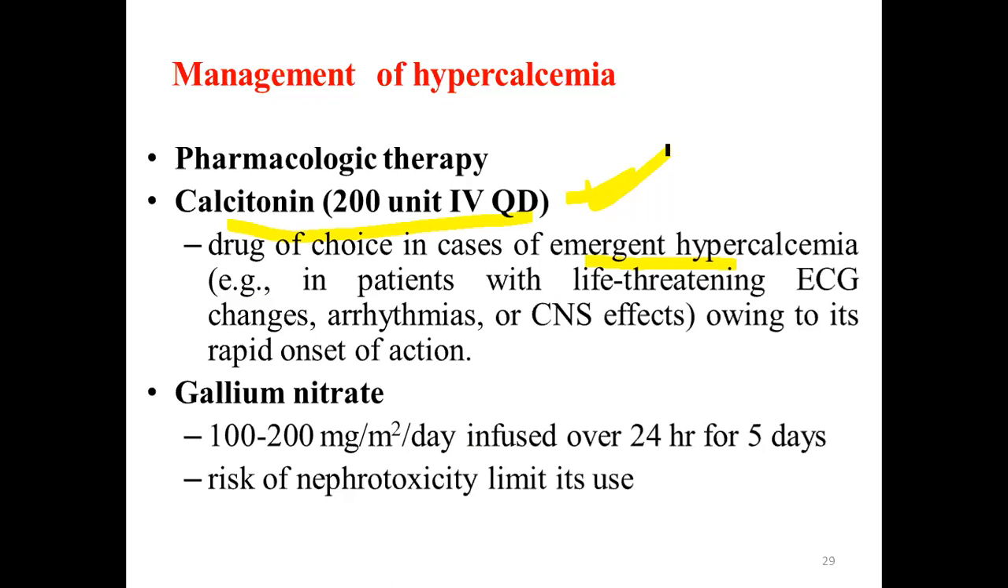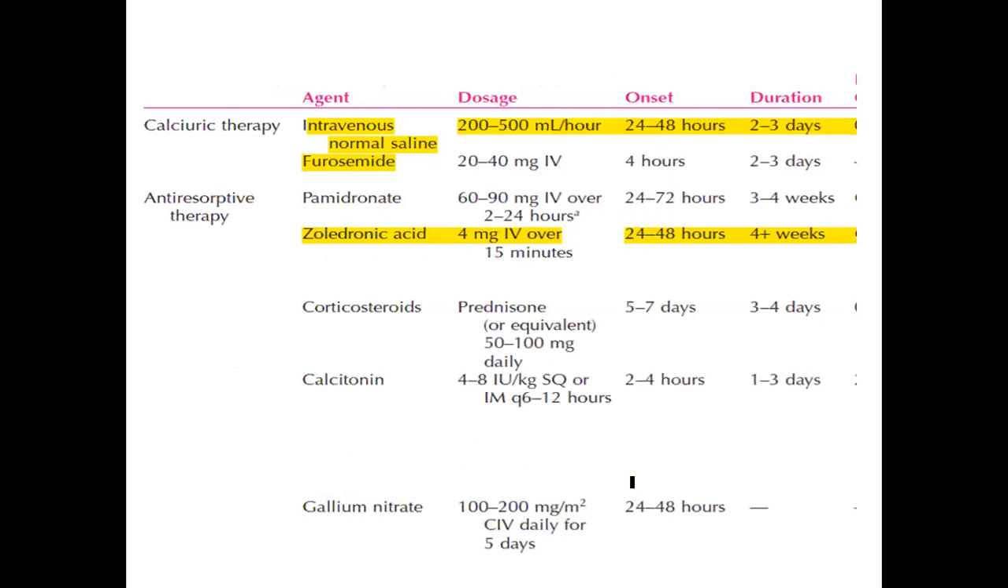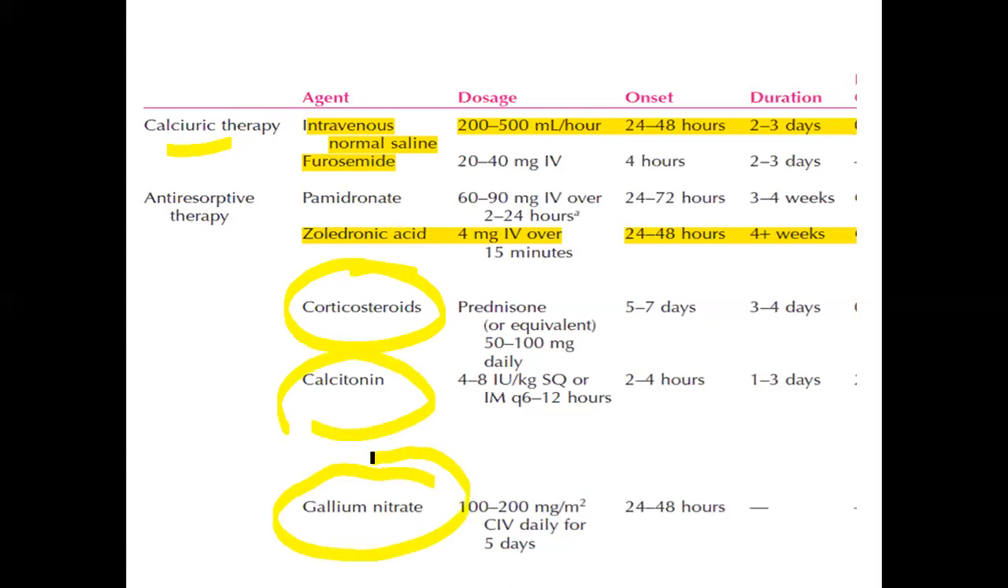Gallium nitrate can also be used, but because of renal nephrotoxicity, its use is usually very limited. So in summary, when a patient has a high calcium level due to hyperparathyroidism, if it is primary, you just resect, but resection might not be possible in all settings. So we have to treat symptomatically. Calciuretic therapy is normal saline with Lasix. For anti-resorptive therapy, we can use alendronic acid, corticosteroids, calcitonin, and gallium nitrate can be given.